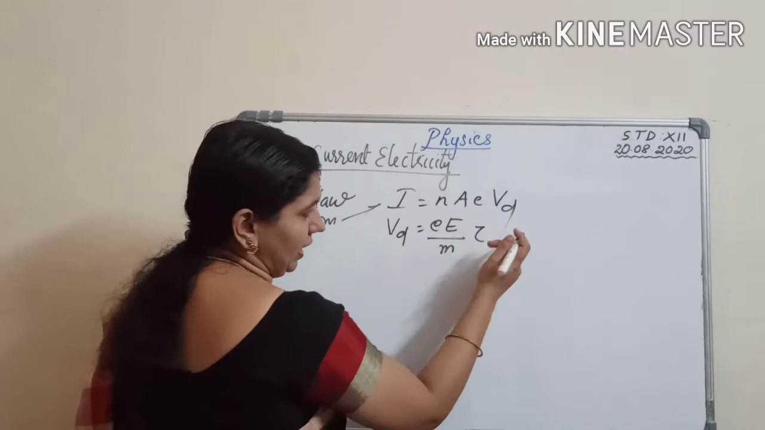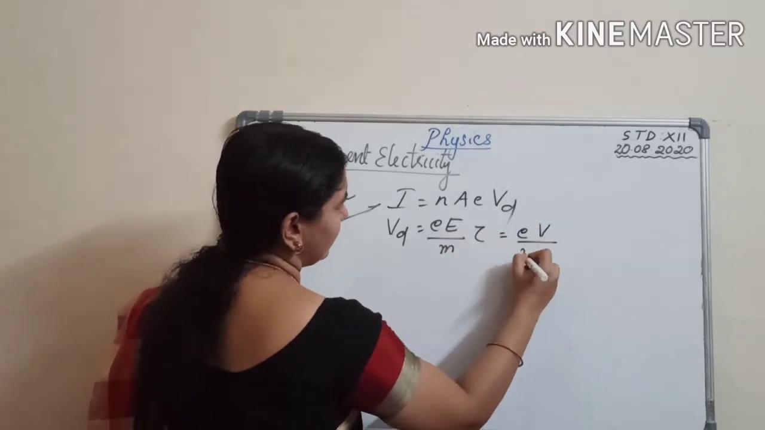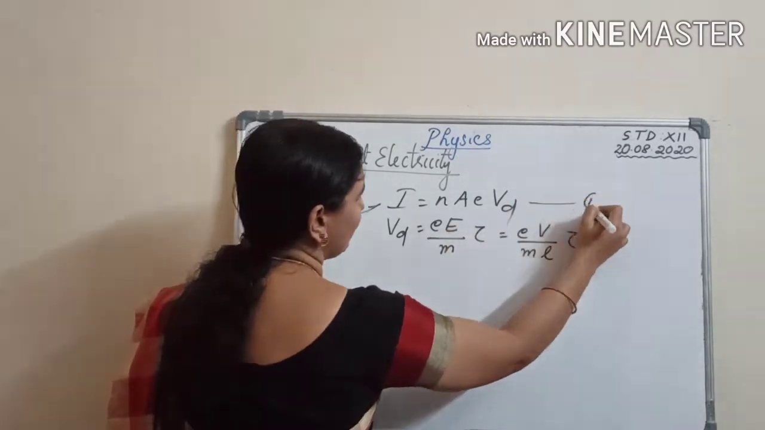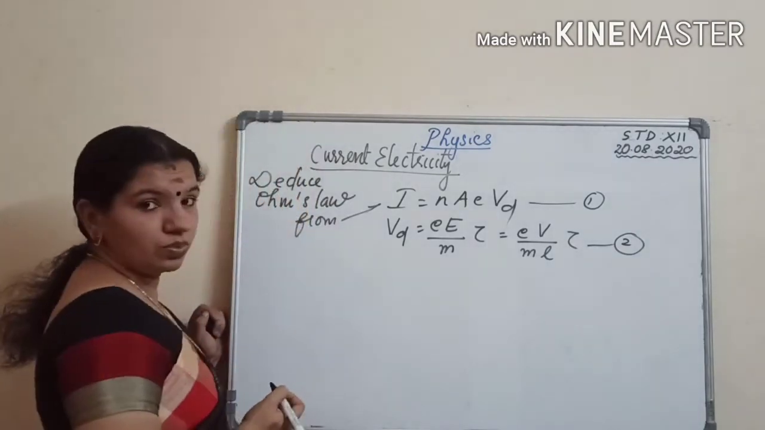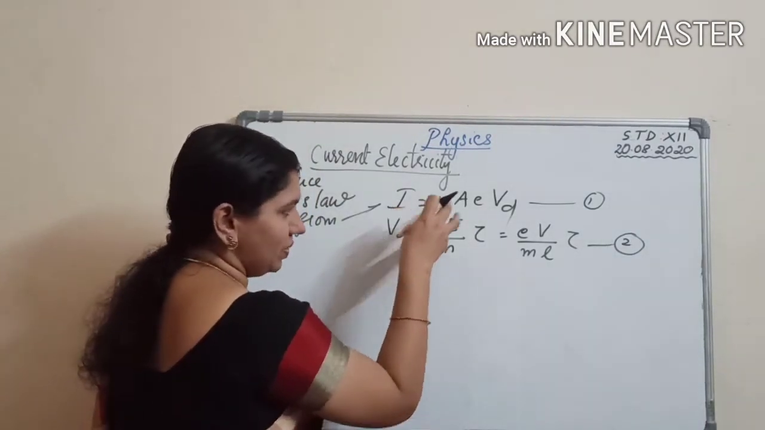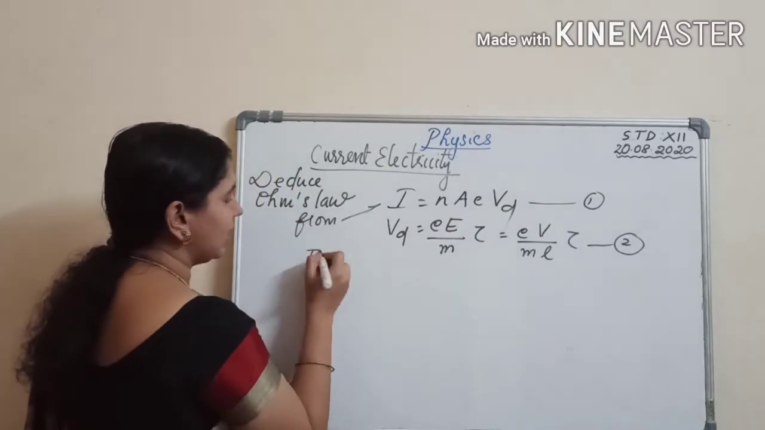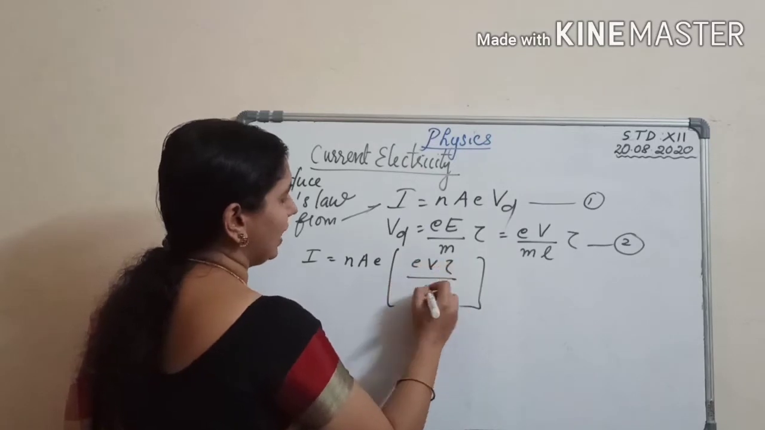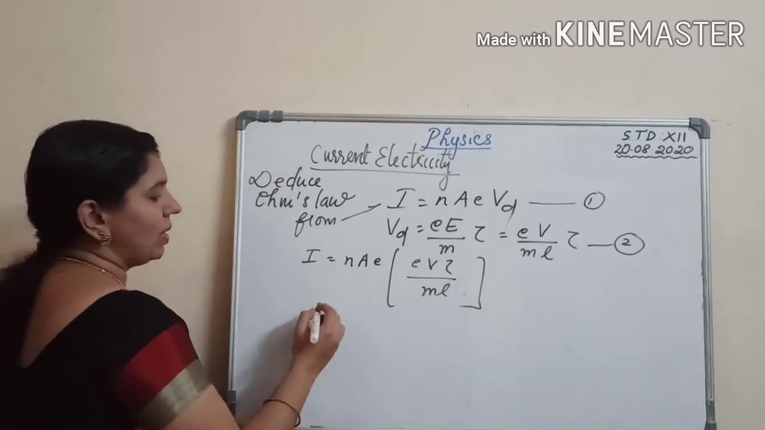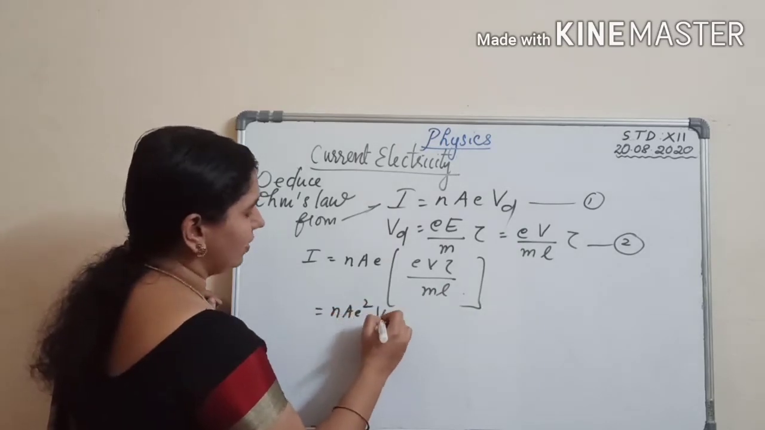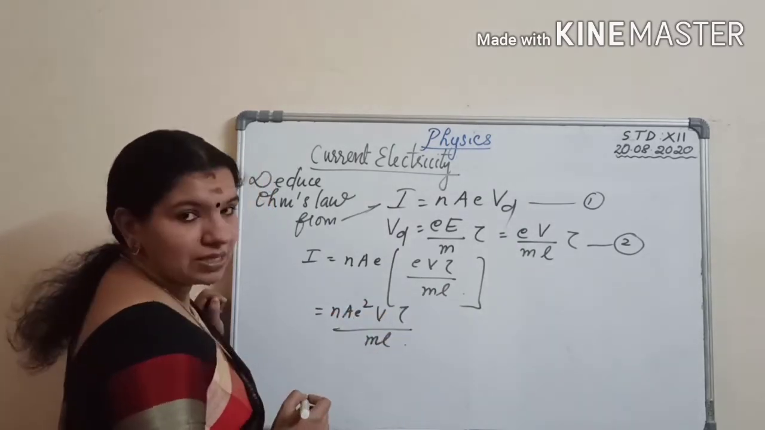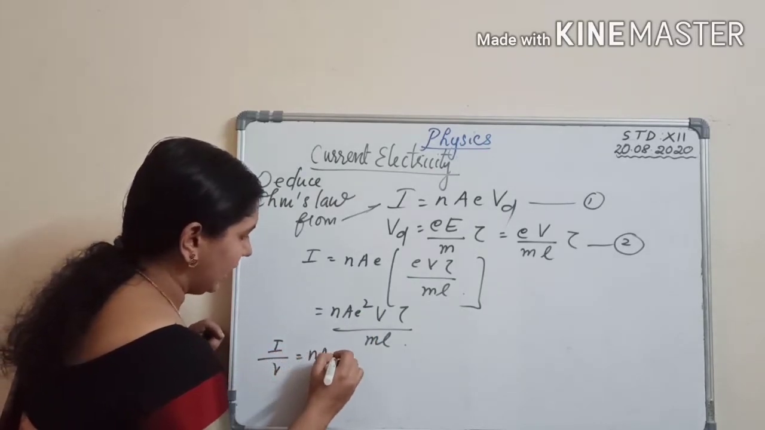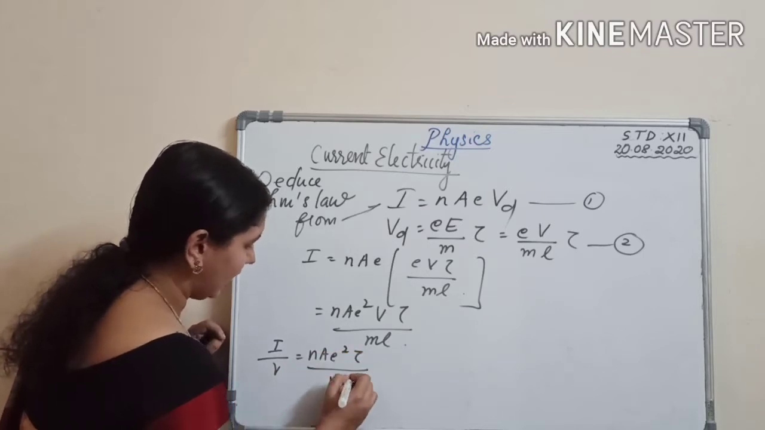Clear? Instead of E, I can put the value V by L. Isn't it? So eV by mL into tau. So let this be equation number 1 and this is equation number 2. Okay. Now I am going to substitute this Vd in this particular equation. So I can write I is equal to NAe into, instead of Vd, eV tau by mL. Clear? So multiplying, NAe square V tau by mL. Isn't it? Now taking V here, I by V is equal to NAe square tau by mL.